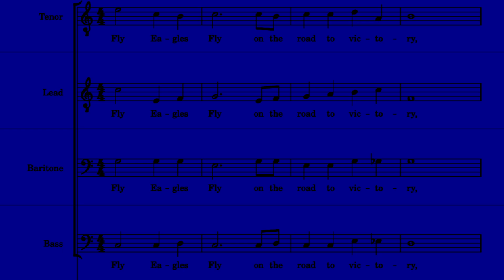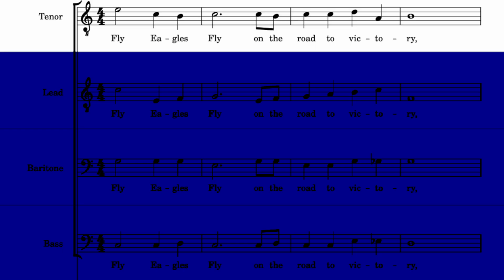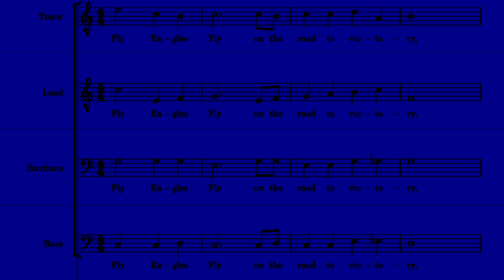Victory. You just heard the tenor part. The tenor sings harmony above the lead. What is this voice part?